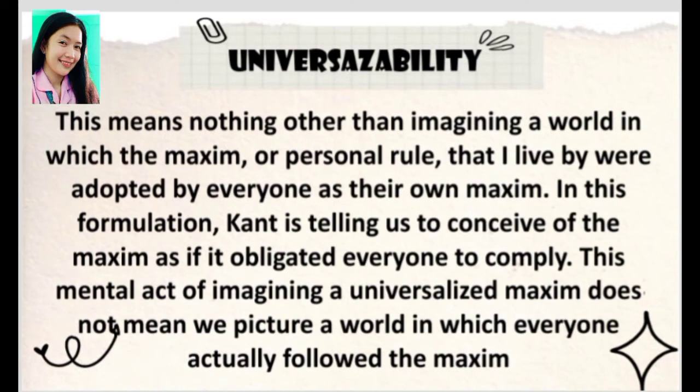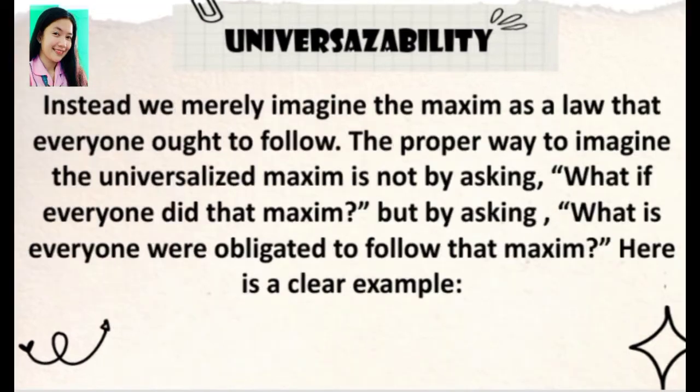In this formulation, Kant is telling us to conceive of the maxim as if it obligated everyone to comply. This mental act of imagining a universalized maxim does not mean we picture a world in which everyone actually follows the maxim. Instead, we merely imagine the maxim as a law that everyone ought to follow.